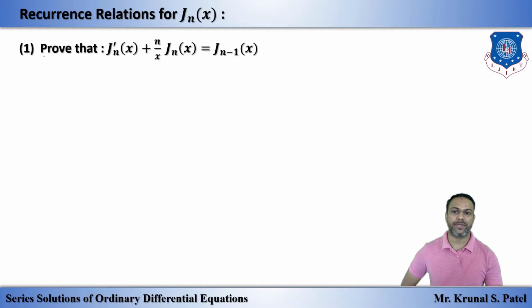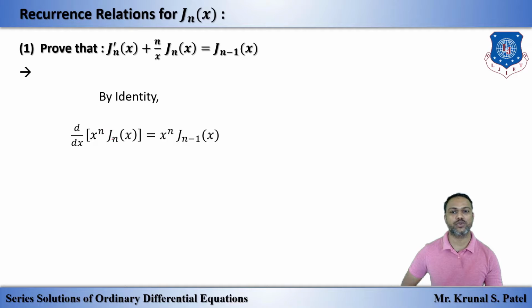Using these two identities we have the recurrence relations. Number one, we want to prove this. First, by identity 1, d by dx of x raised to n Jn of x is equal to x raised to n J(n minus 1) of x. Now we'll differentiate and use the product rule.